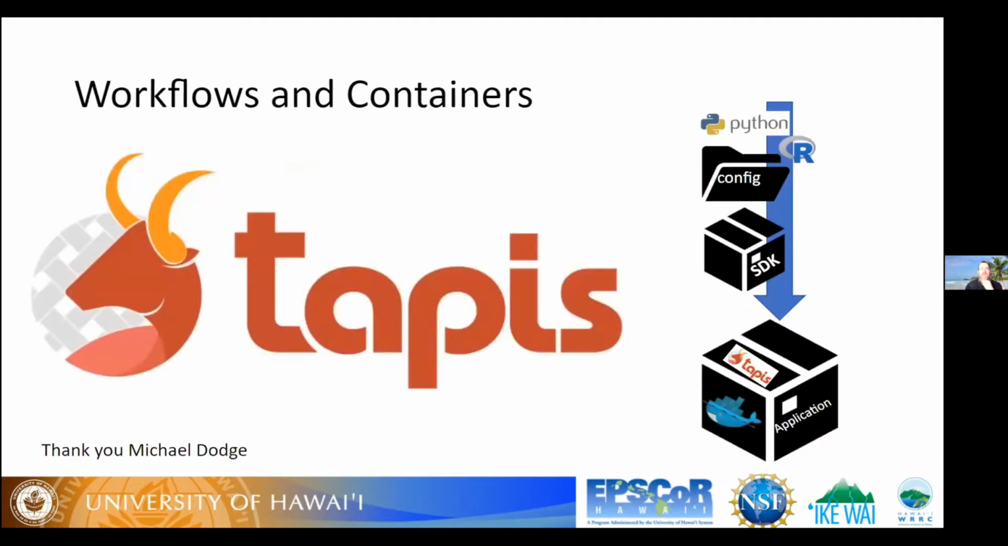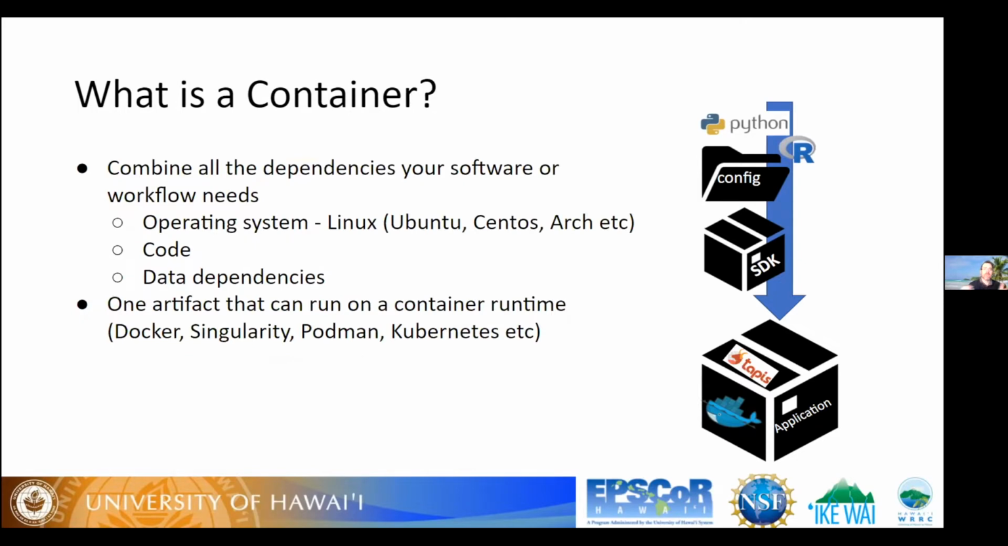Since we're going to be using actors, I was going to talk just a little bit about workflows and containers within Tapis. If you're not familiar, what is a container? It combines all the dependencies that you would have for your software. So like the operating system, software libraries that your code may depend on, your code, and you can even add data dependencies, and just put all of those things into this one artifact that you can then run in any container runtime that supports the container format that you chose. We usually choose Docker, which is the most ubiquitous one, and Singularity is another one, but a lot of Docker containers will run with Singularity, Podman, Kubernetes, that sort of thing. Those are the runtime environments that you can run those in.